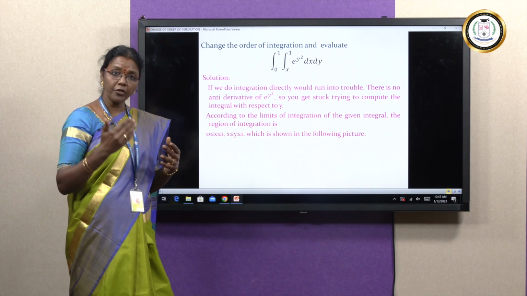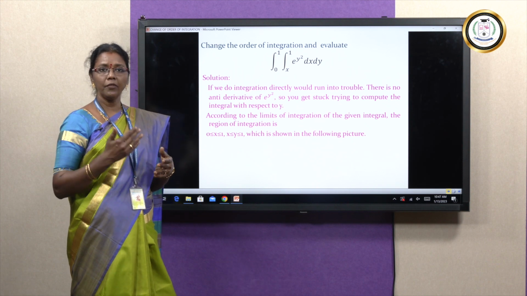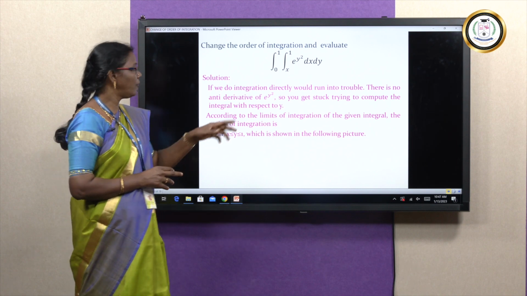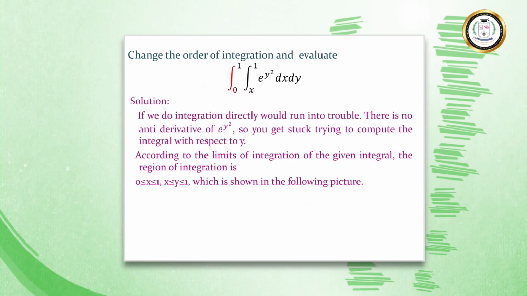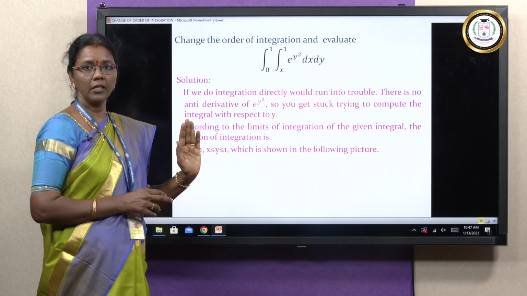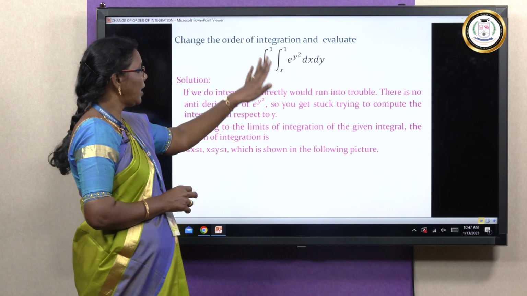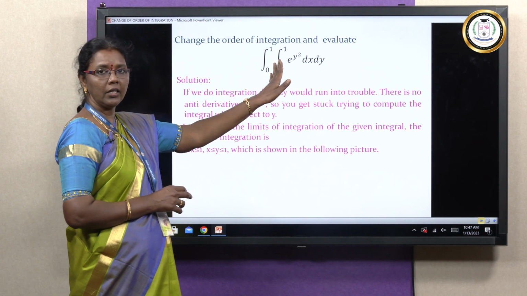So, first of all, we have to rewrite the question, and then only we can proceed. If we rewrite the question, we will get integral 0 to 1, integral x to 1, e power y squared dy dx. That is the correct question. Okay. Then you can check whether we can easily find the solution.